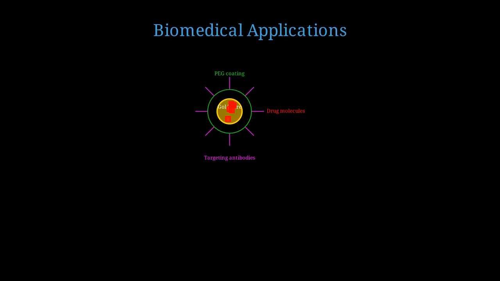The core might be a gold nanoparticle or liposome containing therapeutic drug. A biocompatible polymer coating like polyethylene glycol prevents immune recognition, and targeting ligands, antibodies, or peptides guide it to specific cells.